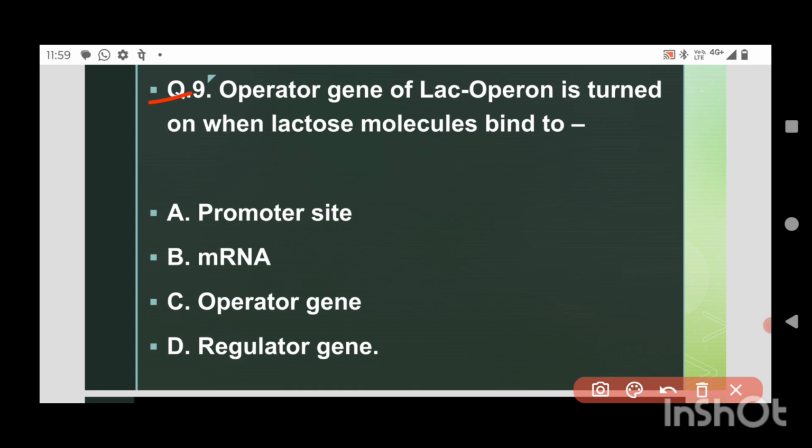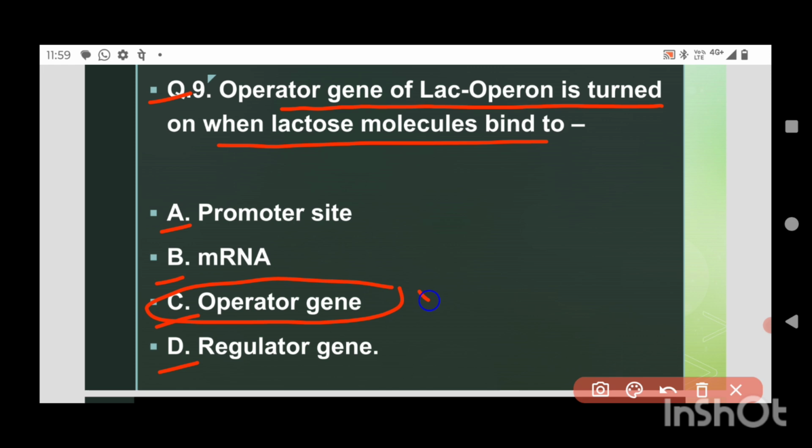it says that the operator gene of the lac operon is turned on when a lactose molecule binds to option A promoter site, option B mRNA, option C operator gene, and option D regulator gene. And the correct answer is option C, which is operator gene.